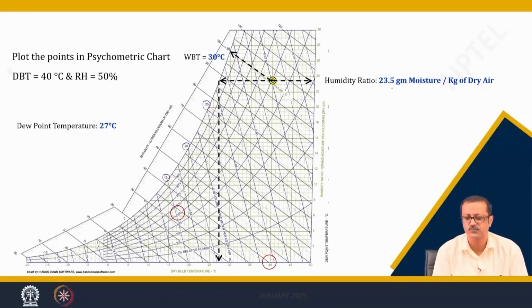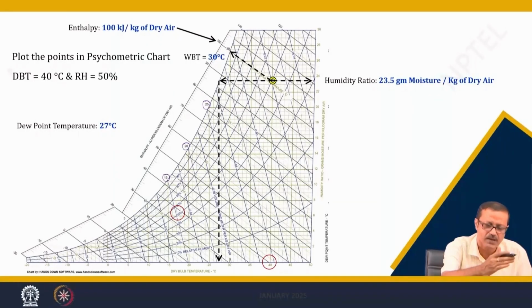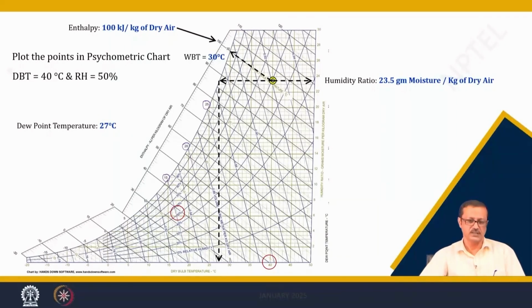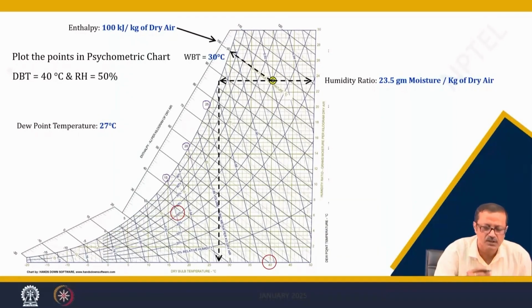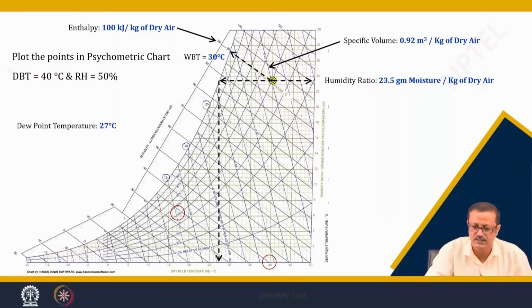I can find out the humidity ratio, which is 23.5 gram of moisture per kg of dry air, and I can also find out the enthalpy, which is always going to be almost parallel to the WBT line. So, which is striking at about 100 kilojoule per kg of dry air, right. So, I can find out the specific volume, which is 0.92 meter cube per kg of dry air or so.